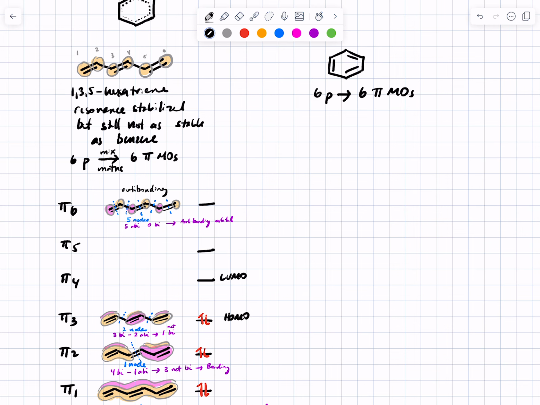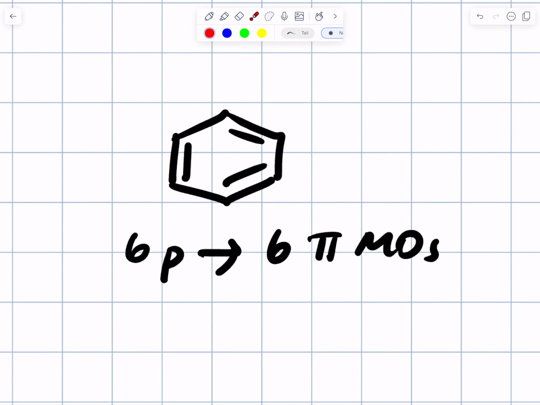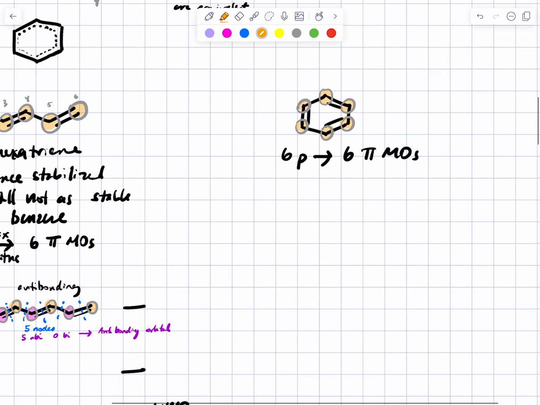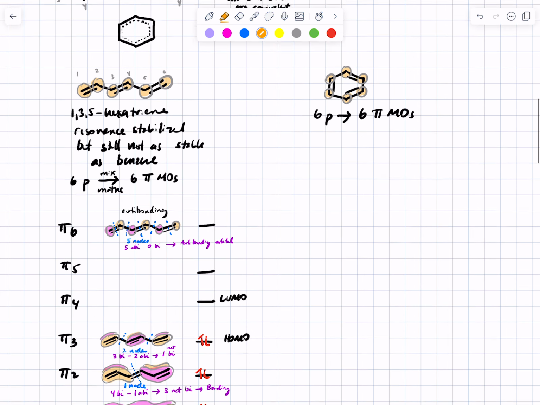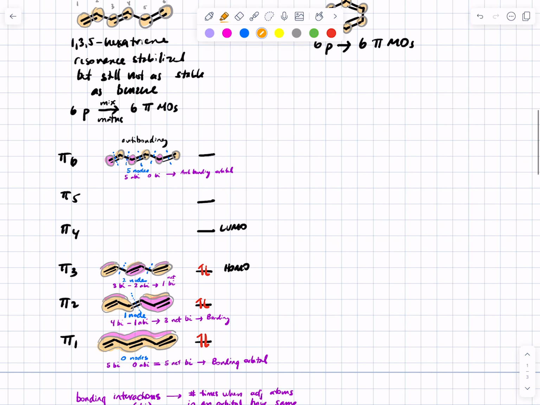Benzene is cyclic, so instead of having 6 p orbitals in a line, for benzene, we're going to have 6 p orbitals in a circle. Now, as with 1,3,5-hexatriene, our lowest energy pi1 orbital we're going to get from the all plus combination of the 6 p orbitals. That is, we're going to draw pi1 for benzene.